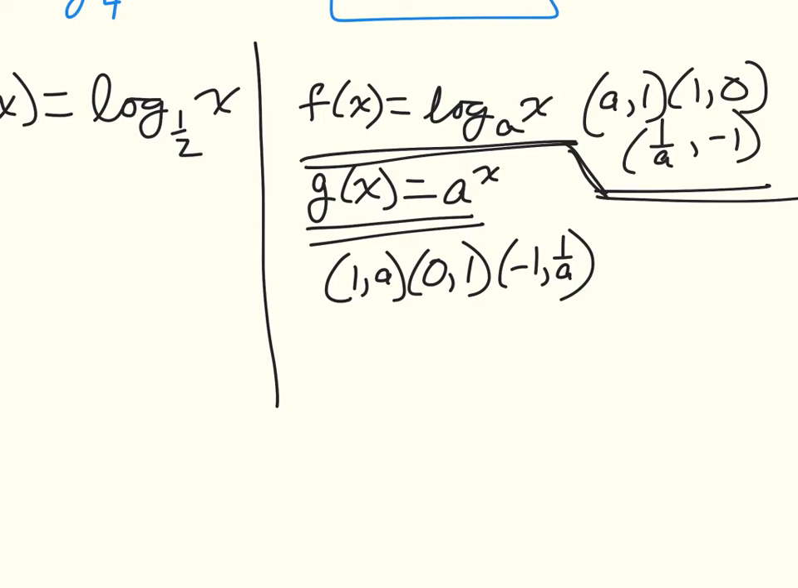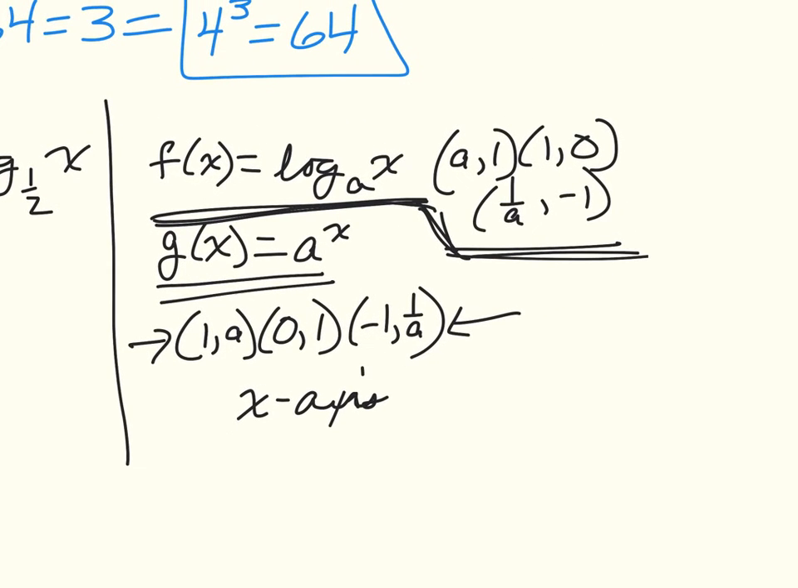So that's the way I always remember it. I always generate these 3 points with the exponential function, and then I just switch those 3 points to get the 3 key points on a logarithmic function. Not only that, but we said that the exponential function has an asymptote at the x-axis. So the logarithmic function has an asymptote at the y-axis.